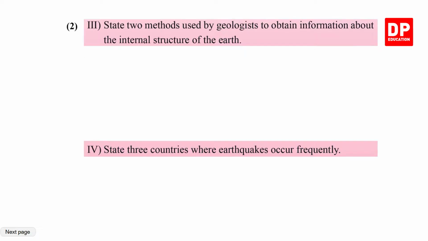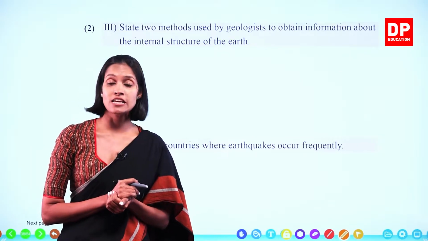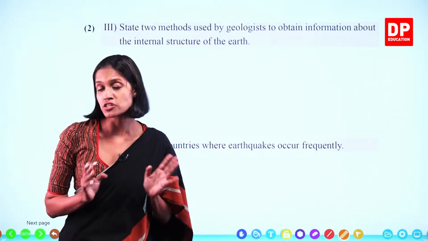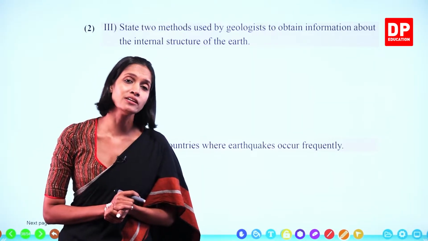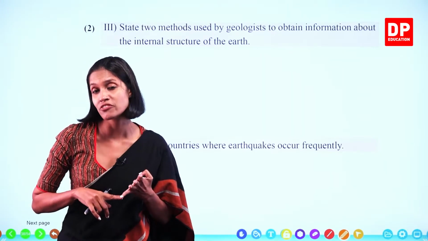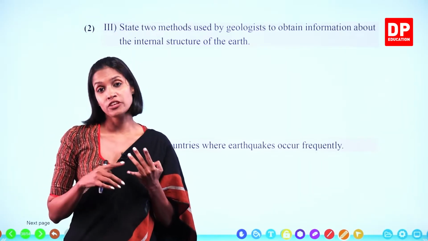Number 3. State 2 methods used by geologists to obtain information about the internal structure of the earth. Now, the internal structure is not somewhere anyone can reach. Therefore, we have to get information by other means. In the beginning of the lesson, we discussed how geologists get information about the inner parts of the earth. What are those methods, children? Number 1, by studying earthquakes, right? By studying earthquakes or seismic waves, geologists can get information about the inner parts of the earth, right?